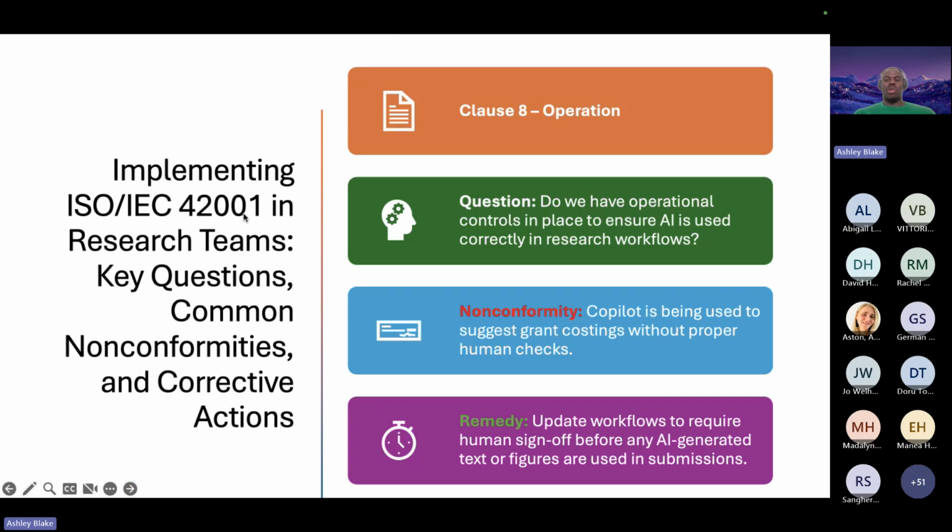So clause 8 is around operation. So do we have operational controls in place to ensure AI is used correctly in research workflows? So you'd be non-conforming if Copilot is being used to suggest grant costings without proper human checks. So we always need that human oversight. How you would remedy that non-conformity would be to update workflows to require human sign-off before any AI-generated text or figures are used in submissions.